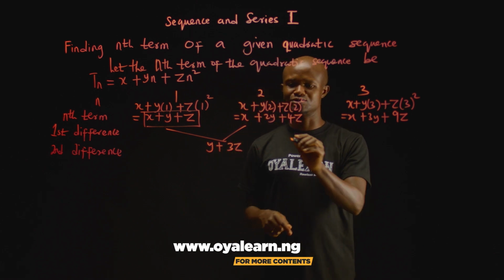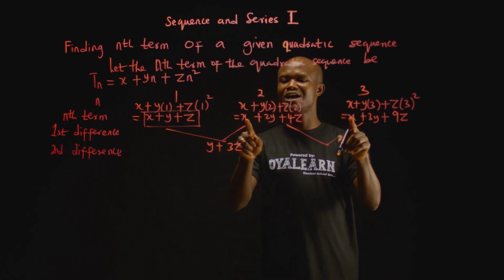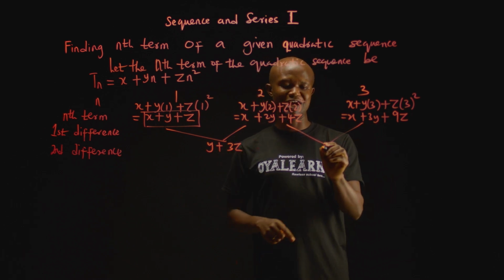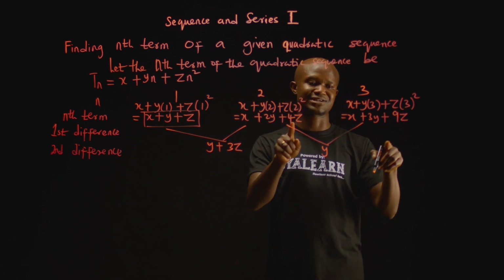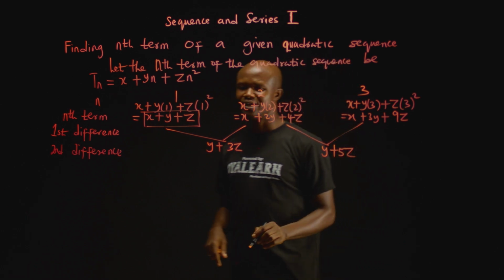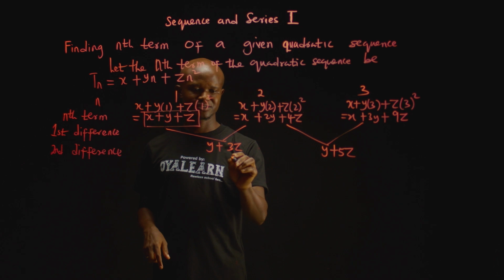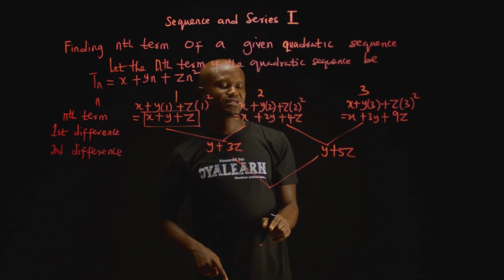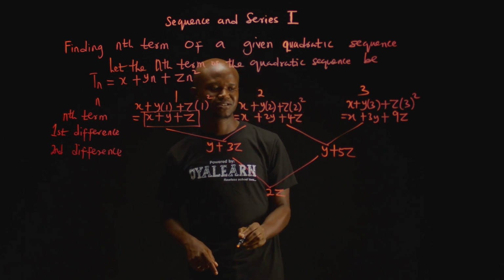Now, let's look at this also. The difference here: x minus x is 0. 3y minus y, we have y. And 9z minus 4z, what are we having? We have 5z. Now the next difference, going further: y minus y is 0. And 5z minus 3z, we have 2z.